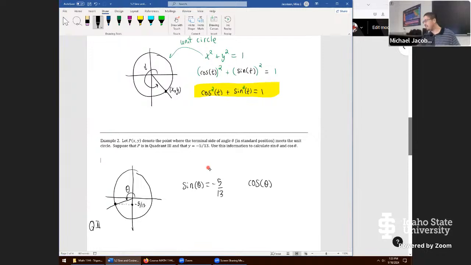Okay, so here's our next task. We need to get cosine theta next. But to do that, we can just use that Pythagorean identity. T can have been any angle or theta or any variable you'd like to throw in here. So let's start next by saying cosine squared of t plus sine squared of t equals 1. So we brought in our Pythagorean identity.